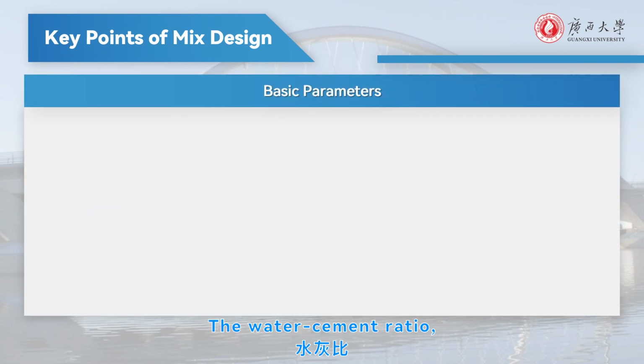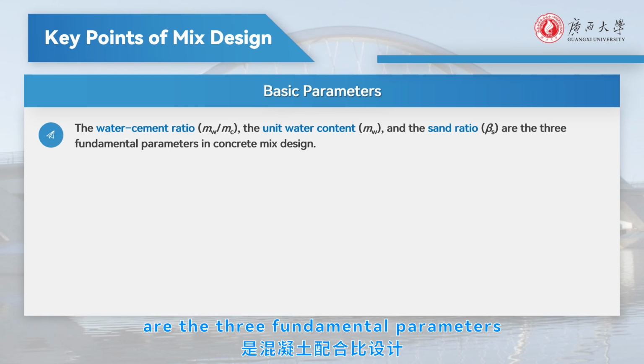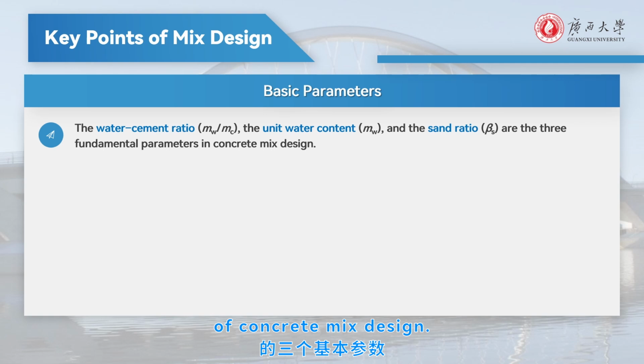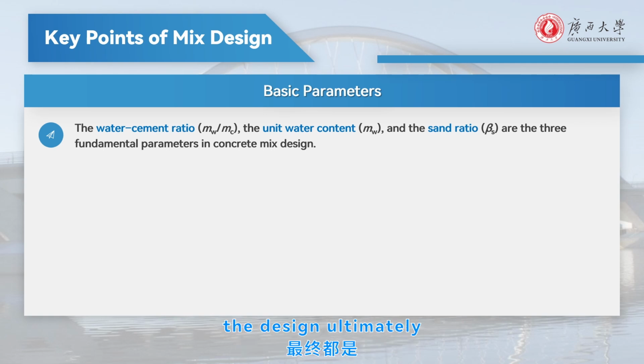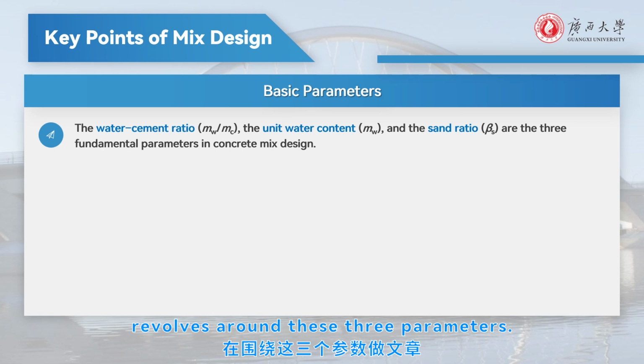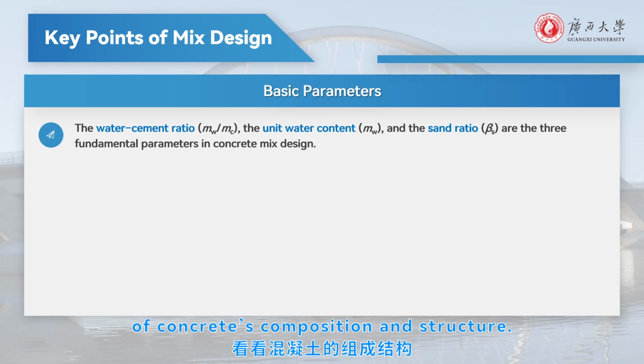The water-cement ratio, unit water content, and sand ratio are the 3 fundamental parameters of concrete mix design. Regardless of the method used, the design ultimately revolves around these 3 parameters. Before diving into each parameter in detail, let's take a macro view of concrete's composition and structure.